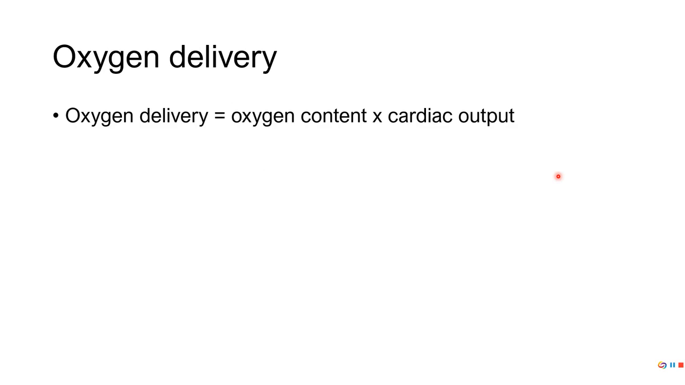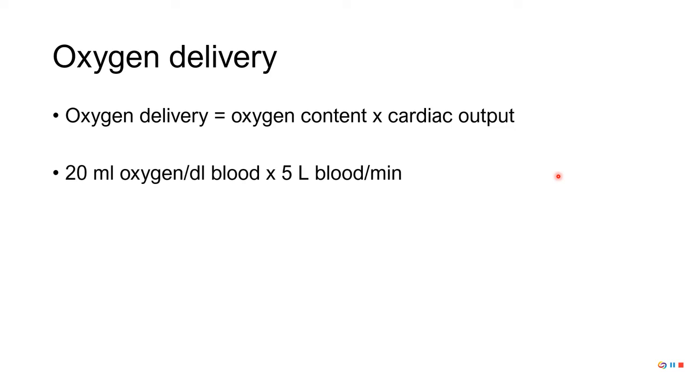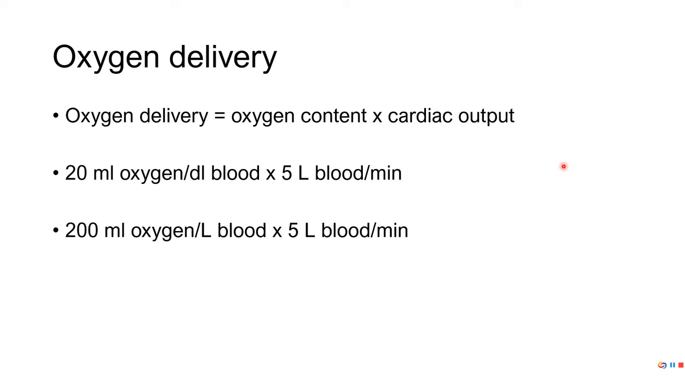Now, ultimately, what's important is how much oxygen are we delivering? And it's a real simple equation. I take my content, I multiply that by cardiac output. So from our last slide, if I have 20 milliliters of oxygen per deciliter of blood, and let's say my cardiac output is 5 liters a minute, well, we got to change units. There are 10 deciliters in a liter, so my 20 becomes 200 milliliters of oxygen per liter of blood. I multiply that by my 5 liters of blood, and I end up delivering 1 liter of oxygen per minute.